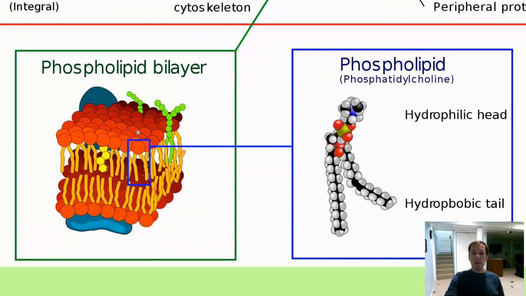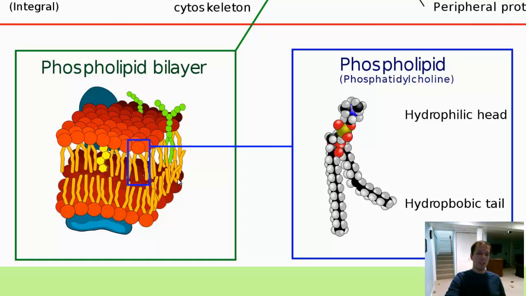Now, the arrangement of the phospholipids is in a double layer. So we call it the phospholipid bilayer. So there is a layer of phospholipids on top and a layer of phospholipids on the bottom. And you notice the arrangement is always consistent here of the hydrophobic tails pointing in towards the center and the hydrophilic heads pointing towards the outside.